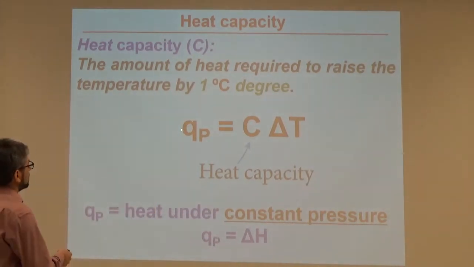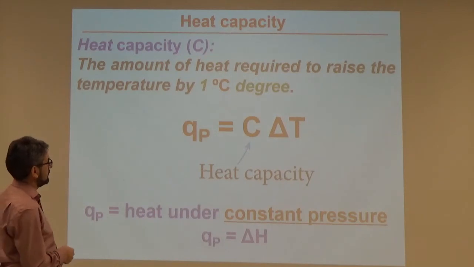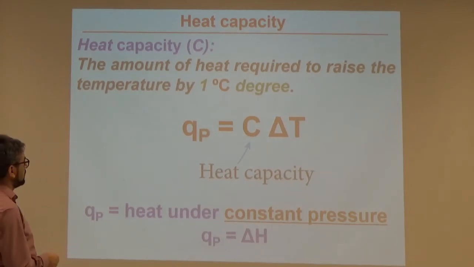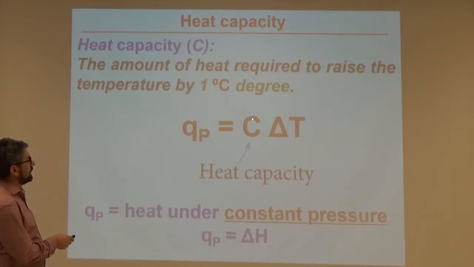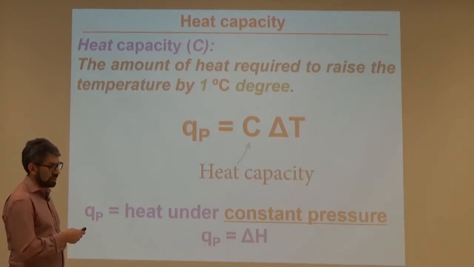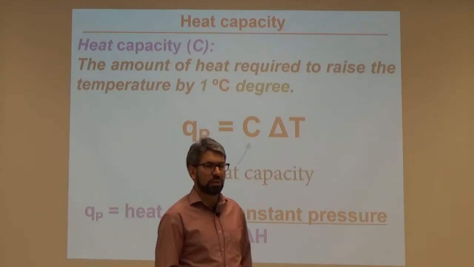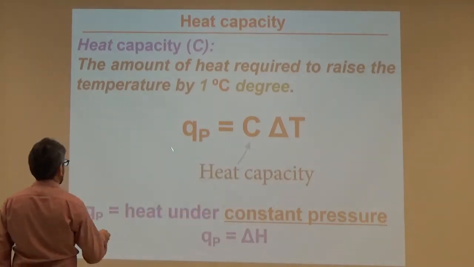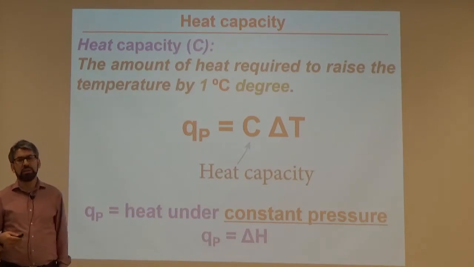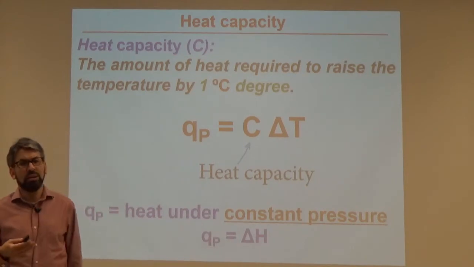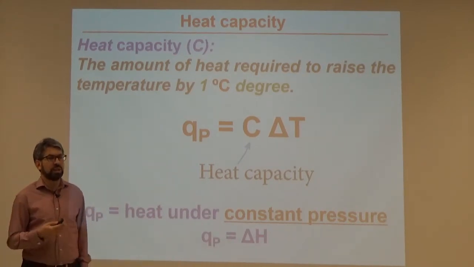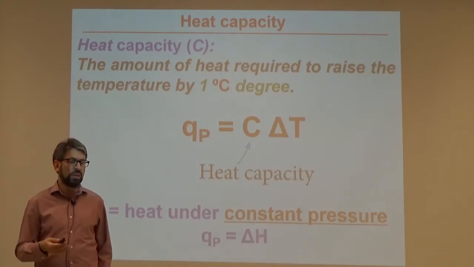As you see, the formula says heat equals C delta T. Heat capacity is C, and delta T is the temperature change. So if I have the C, I multiply it by the delta T. It will give me the heat that the reaction gained, or maybe lost. The amount of heat that a reaction is gaining or losing under constant pressure, we call it delta H.